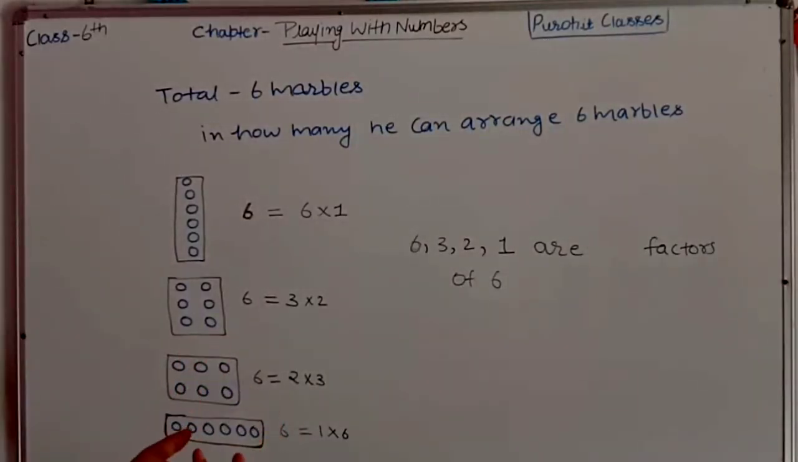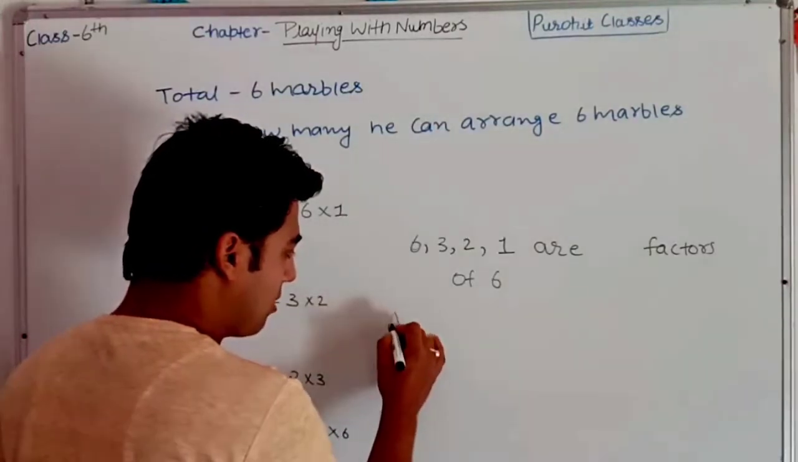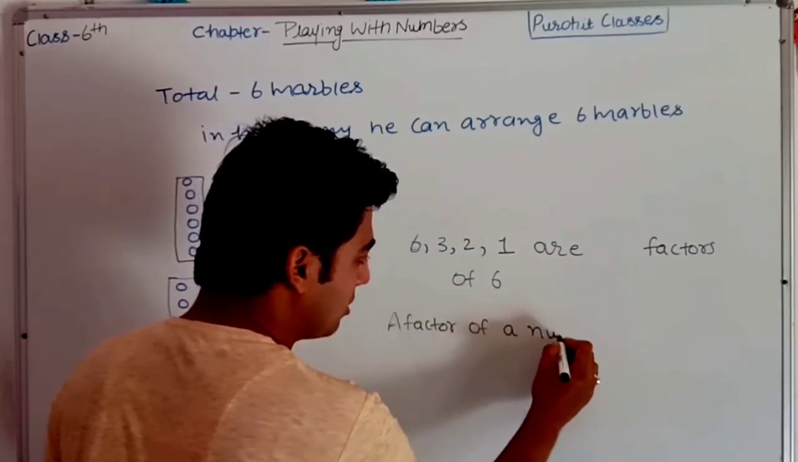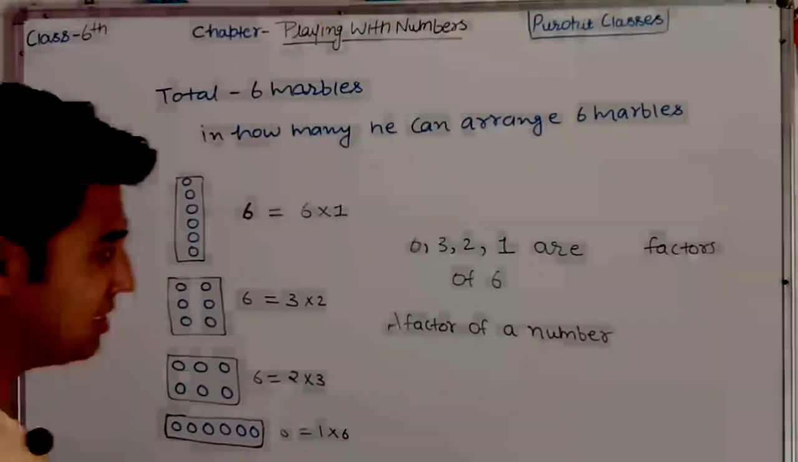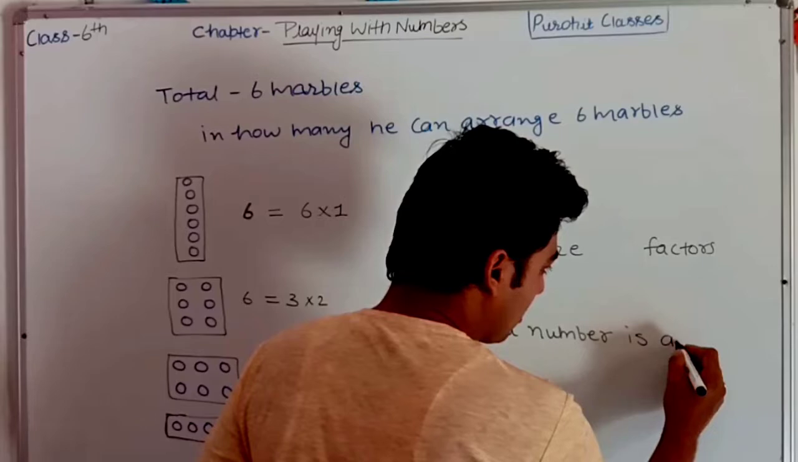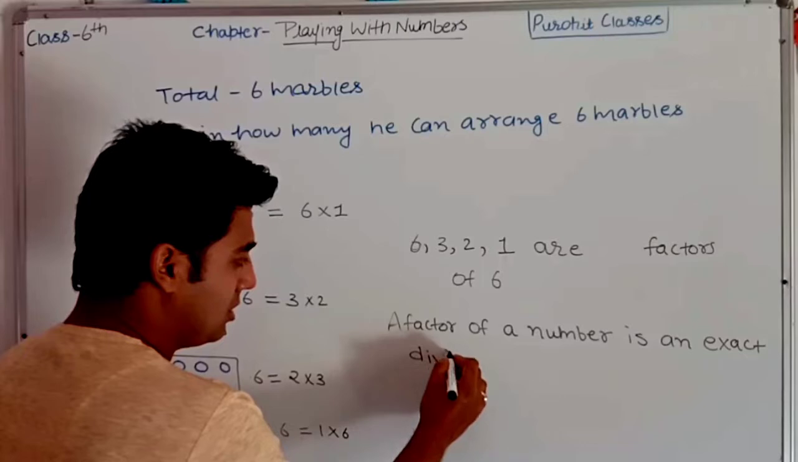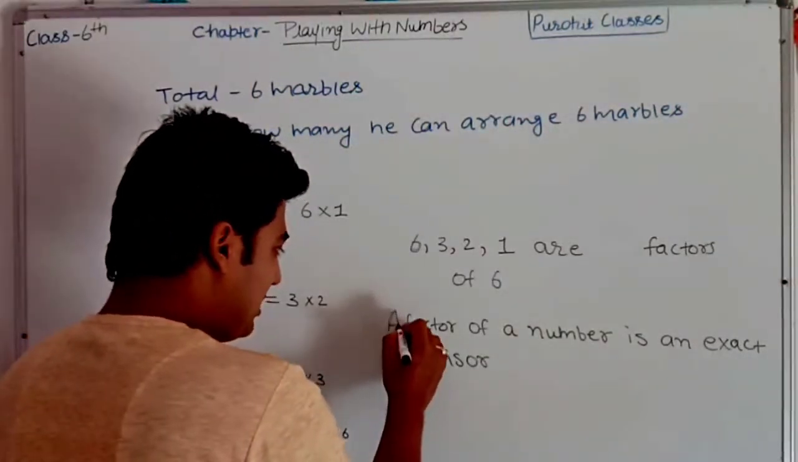So this is not a very precise definition. So now let us come to writing a definition. A factor, let me write here, a factor of a number is an exact divisor. Is an exact divisor. Getting or not? A factor of a number is an exact divisor.